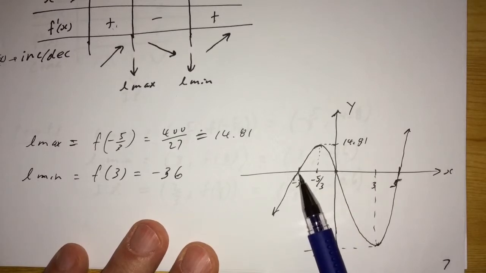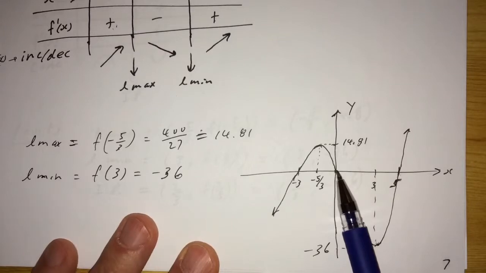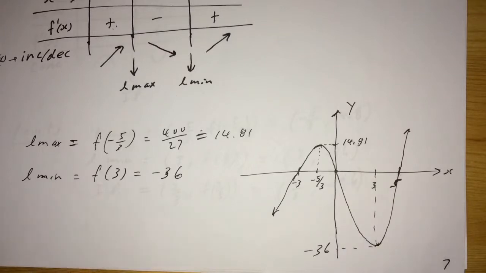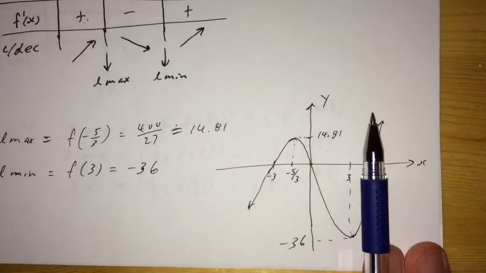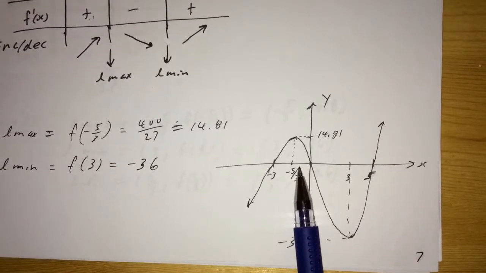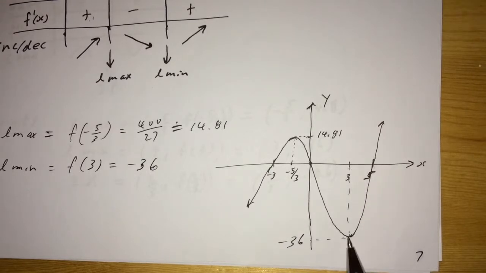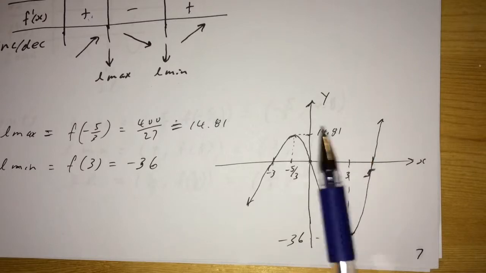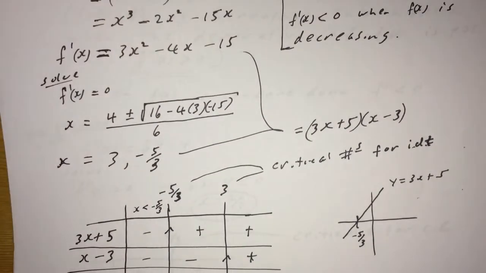Okay, so we have the x-intercepts at -3, positive 5, and 0 from the original factored form. So from this form here we get the zeros of the function. And then we have the local max, which is here at -5/3 where the derivative is 0, and local min where the derivative is 0 at 3. Okay, so the min is -36. The local max is 14.81 approximately. That's what we have so far for the increasing decreasing part of this.